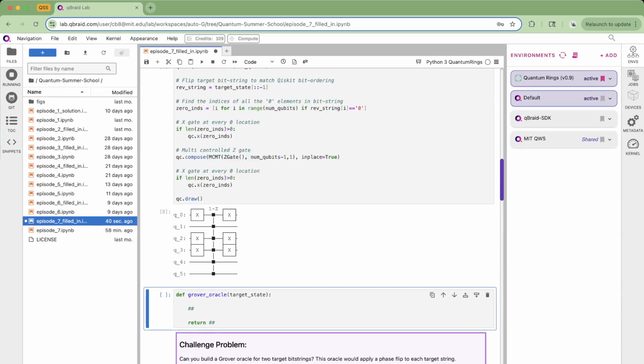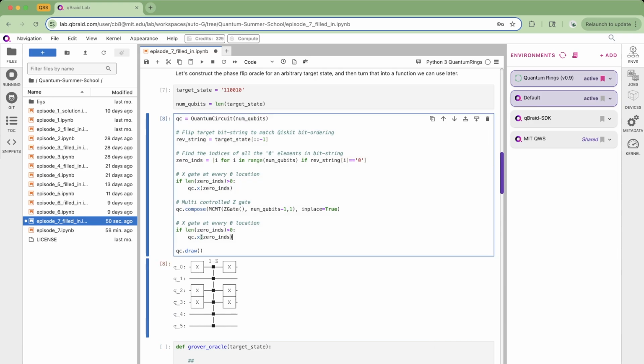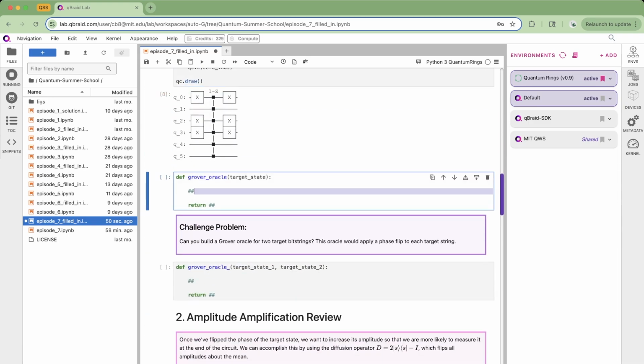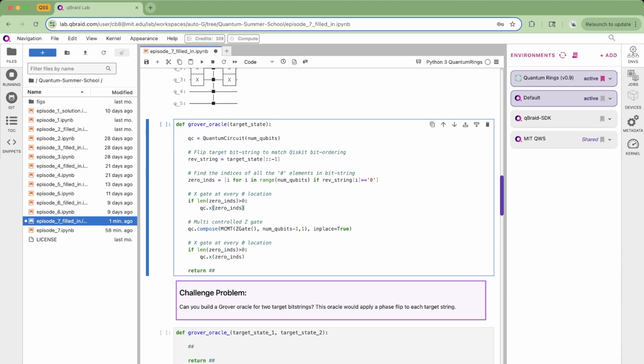And then we can wrap this up into a nice function that we can use later. So I'm just going to grab all of this and put it into this Grover oracle function. Basically we're building up a small quantum circuit which has the oracle in it, and then we're going to return that quantum circuit.